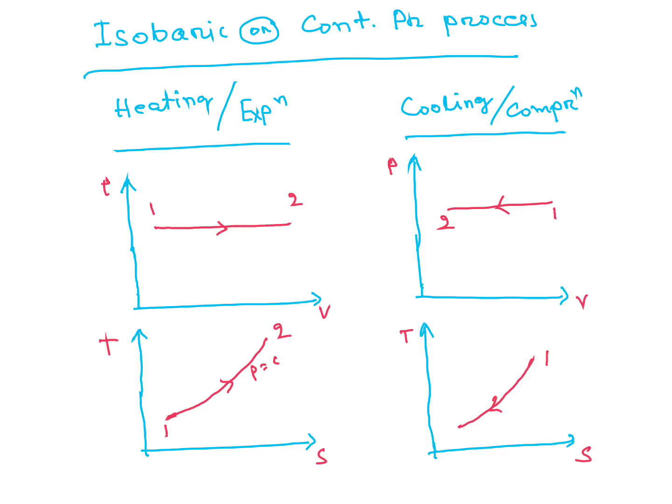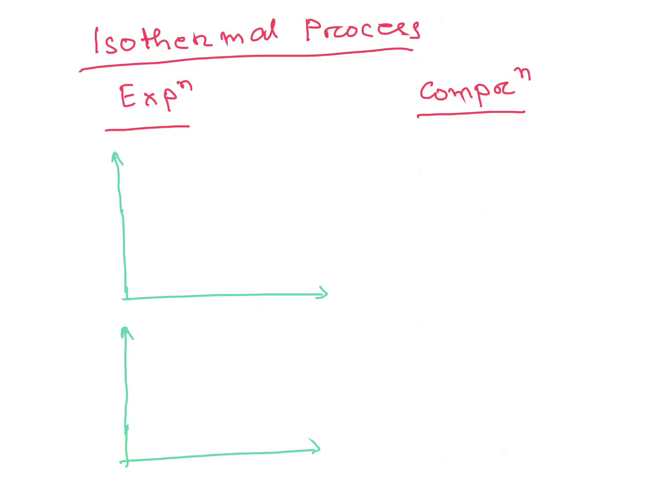Next is the isothermal process, expansion. For isothermal expansion, PV diagram and TS diagram. Expansion will go like this, initial state to final state. Isothermal, so parallel to x-axis, initial to final.